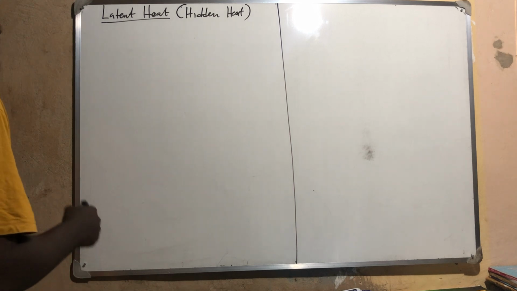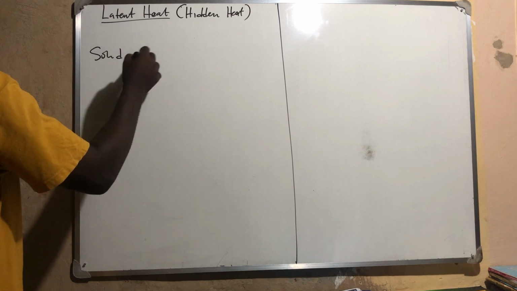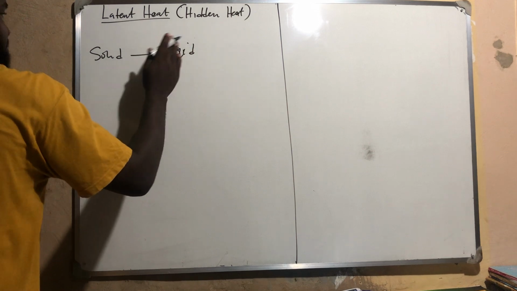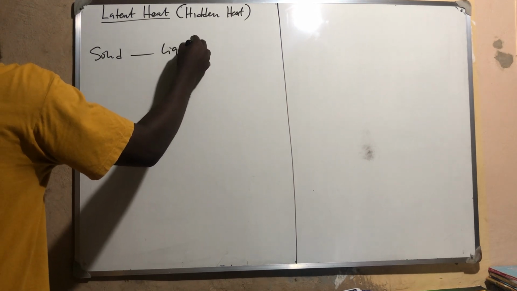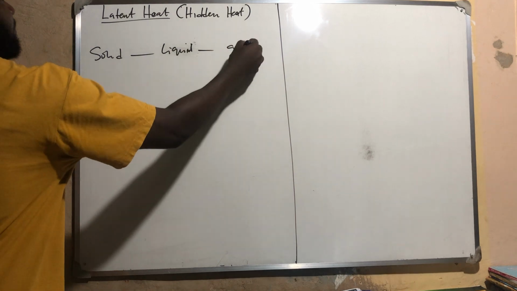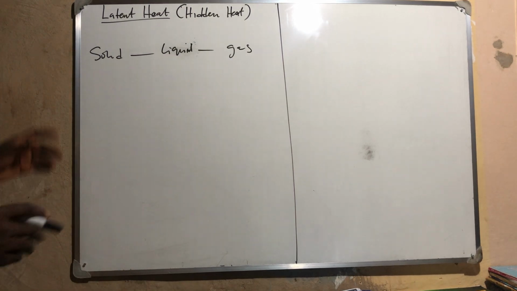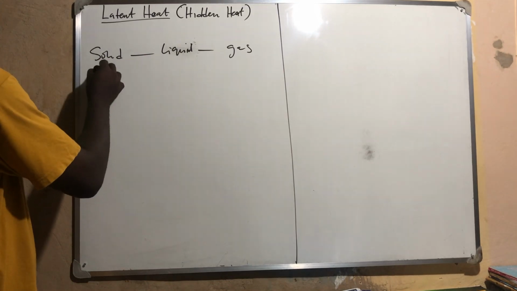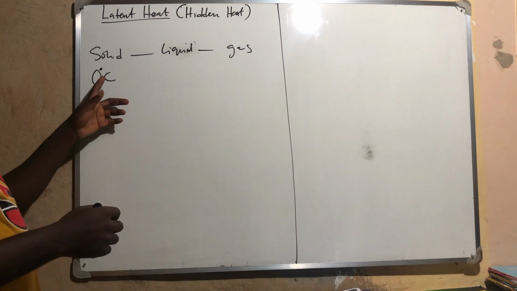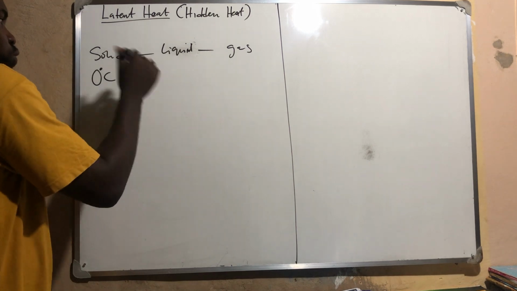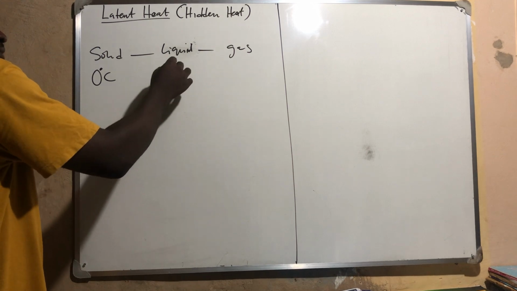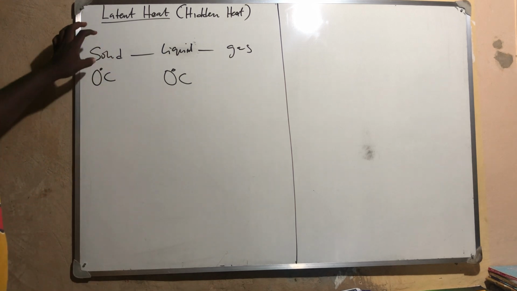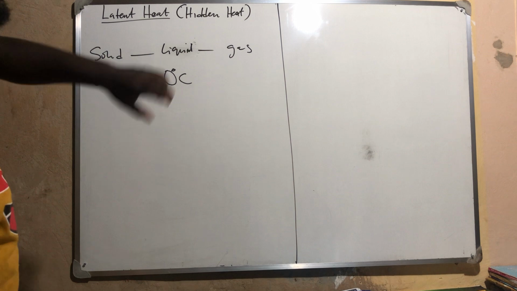For example, we have three states of matter: the solid state, the liquid, and then the gas. Now, if you are changing from solid, for example water at 0 degrees Celsius, to liquid, and maintaining the same 0 degrees Celsius, so it doesn't change temperature, then we call the heat that is required to transform this from solid to liquid latent heat.